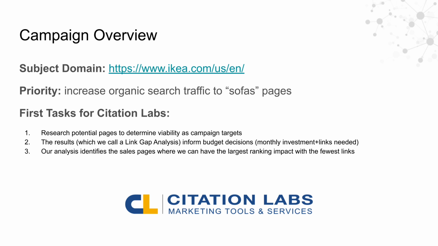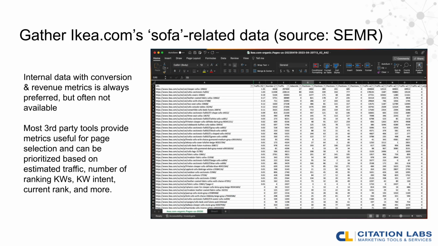Then we take it from there, and the first thing we do is we start digging into those pages. What are the potential pages to determine viability? And then we jump into the results of that analysis. We call it a link gap analysis, which will help us inform which pages go into a campaign and what the budget is needed for that. So we're looking to identify essentially what the largest impact of a campaign is. This is the starting point for that, which is digging into some of their page-related data.